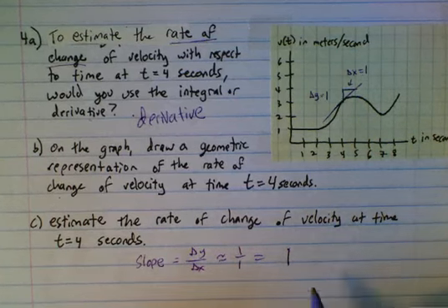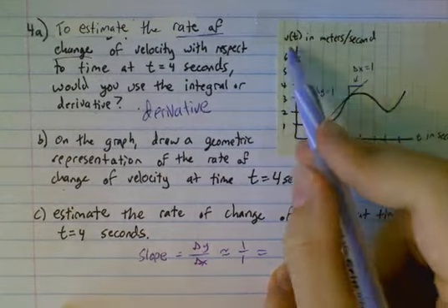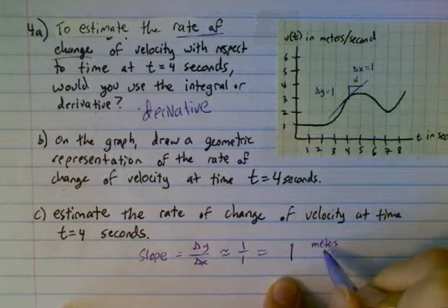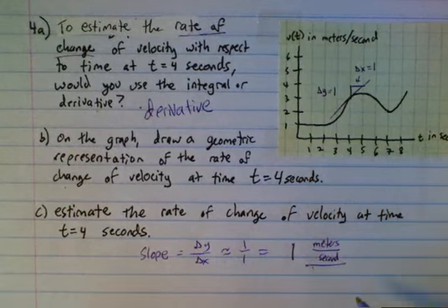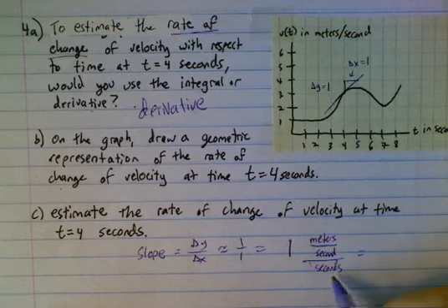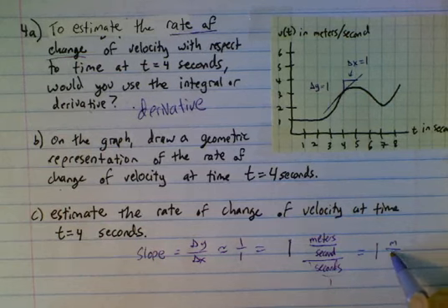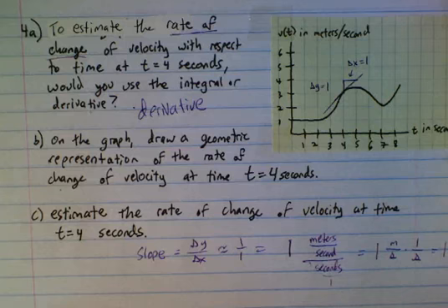However, we need to make sure that we have units. So the units are going to be y units, meters per second, divided by, because we're doing division over here, seconds. This is the same as seconds over 1, so it's 1 meter per second. Dividing by a fraction is the same as multiplying by a reciprocal. So there are 2 seconds in the bottom, 1 meter per second squared.